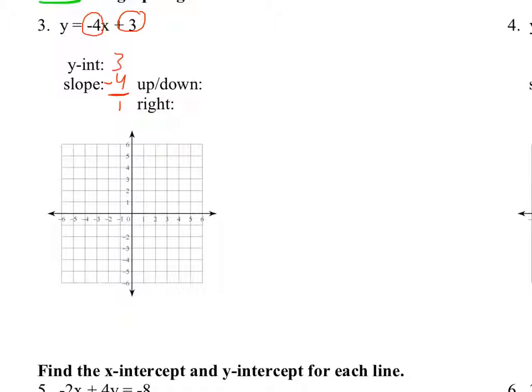Which means that this right here you don't have to do, but we can, just to understand what it's asking, it says that -4 over 1 means you go down 4 and to the right 1. So I'm going to plot my y-intercept, which is 3, and I go down 4 to the right 1. So 1, 2, 3, 4, and to the right 1, and that is my line. If I can draw it, there we go.